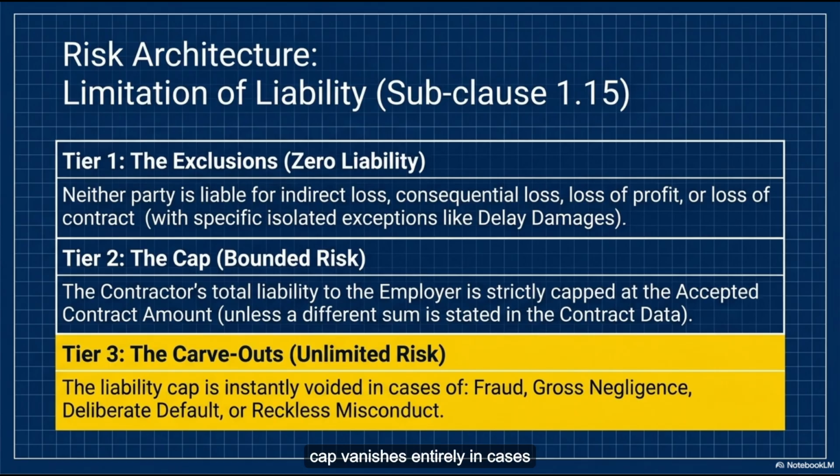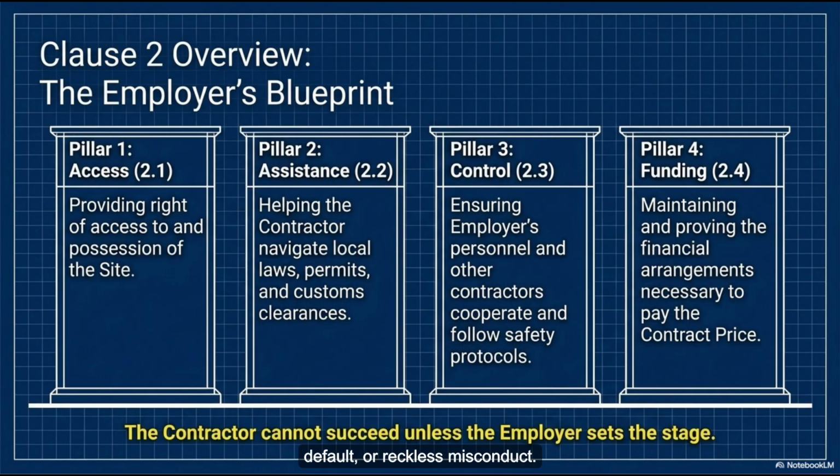The cap vanishes entirely in cases of fraud, gross negligence, deliberate default, or reckless misconduct. Which makes sense. The law isn't going to let you use a contract to shield yourself if you intentionally use substandard, dangerous materials that put human life at risk. Exactly. The courts will pierce the contract if you act with malicious or reckless intent. Plus, there are also specific carve-outs for intellectual property infringement. Like what? Like if the contractor steals a patented turbine design, they hold the liability for that lawsuit. The employer isn't taking that hit.